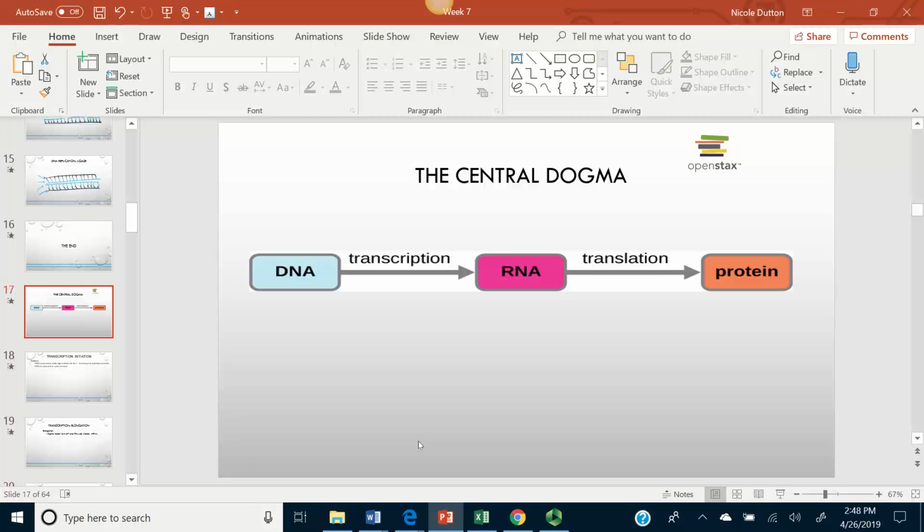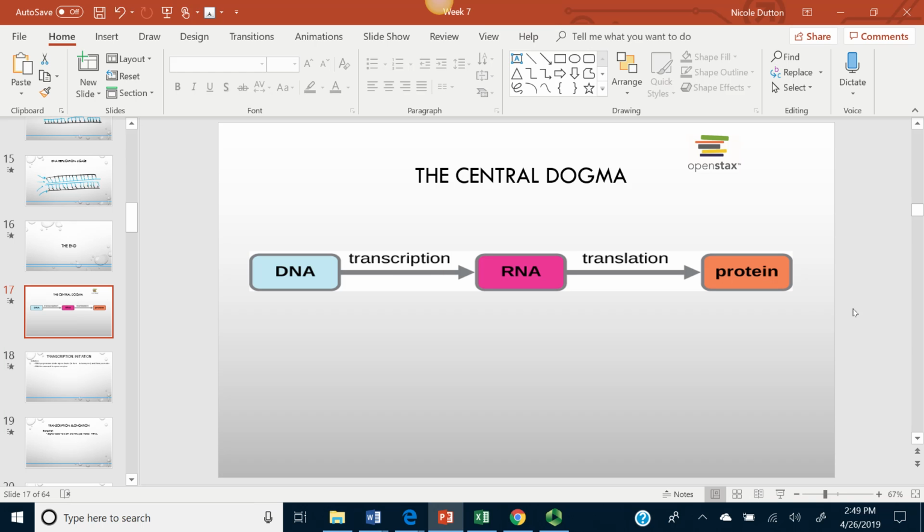So now we're going to focus on the central dogma. The central dogma has to do with the fact that we have DNA that contains the instructions to make a messenger RNA transcript, which is then read in order to be turned into a sequence of amino acids that can then be folded into a protein.